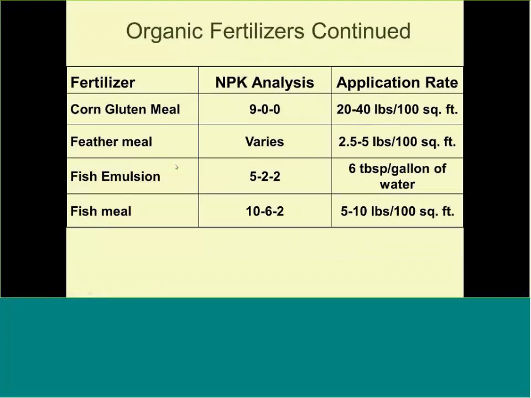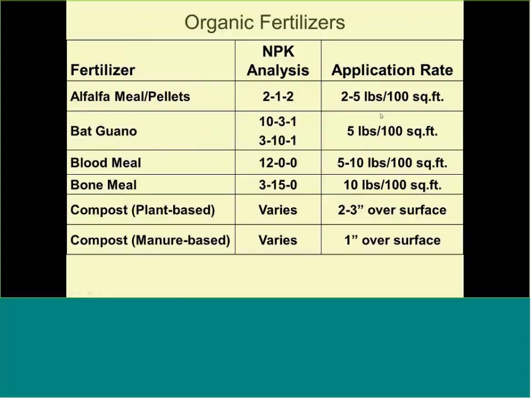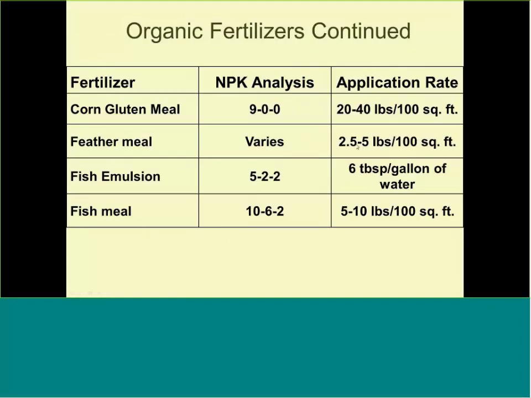Corn gluten meal, feather meal, fish emulsion, fish meal. Here's the NPK analysis, and here is their application rate. So you can see, look at the last two slides. We're adding 5 pounds, 10 pounds, 40 pounds, 2 to 5 pounds. Compared to a chemical fertilizer, you could be using a cup or a cup and a half or 2 cups in the same area to get the same amount of NPK.